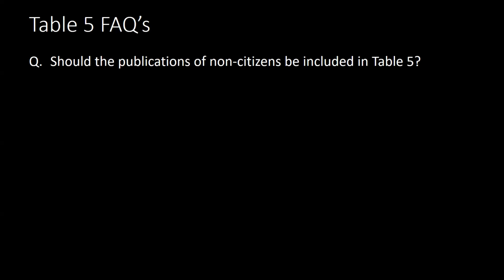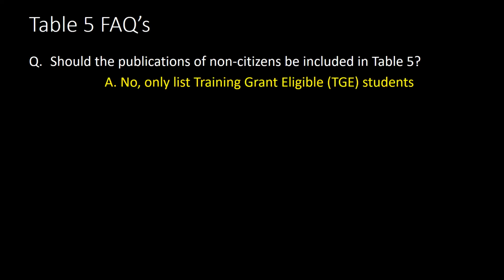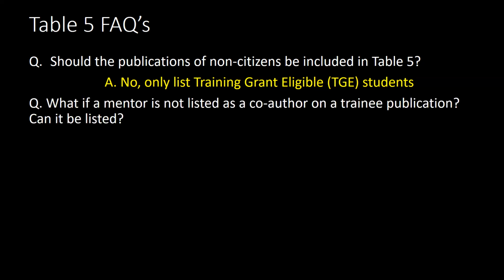Should the publications of non-citizens be included in Table 5? No. If it's a new application, it's anyone that is training grant eligible, which is citizens and permanent residents. They're the only ones that can go on a training grant, so you're only listing those. If you're doing a renewal application, you've only appointed someone that is training grant eligible, a permanent resident or citizen. Those are the only publications that you'll be putting in there.